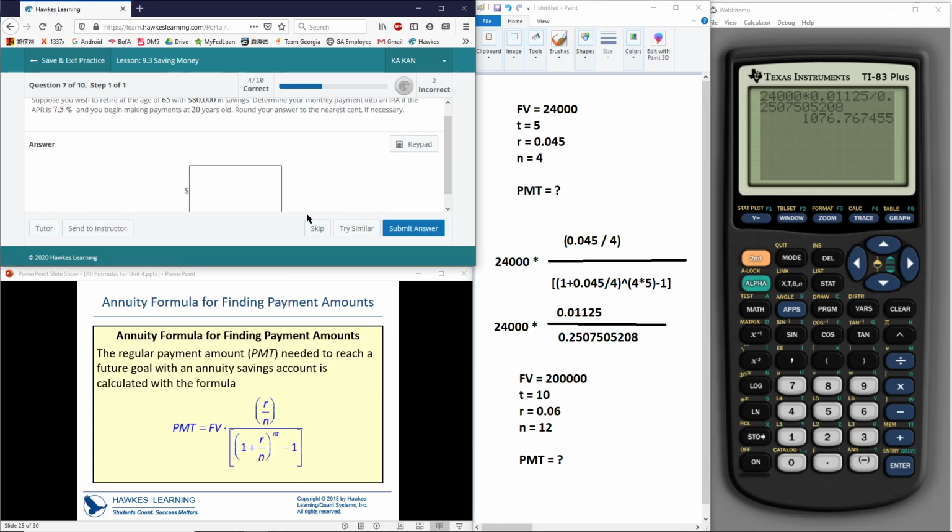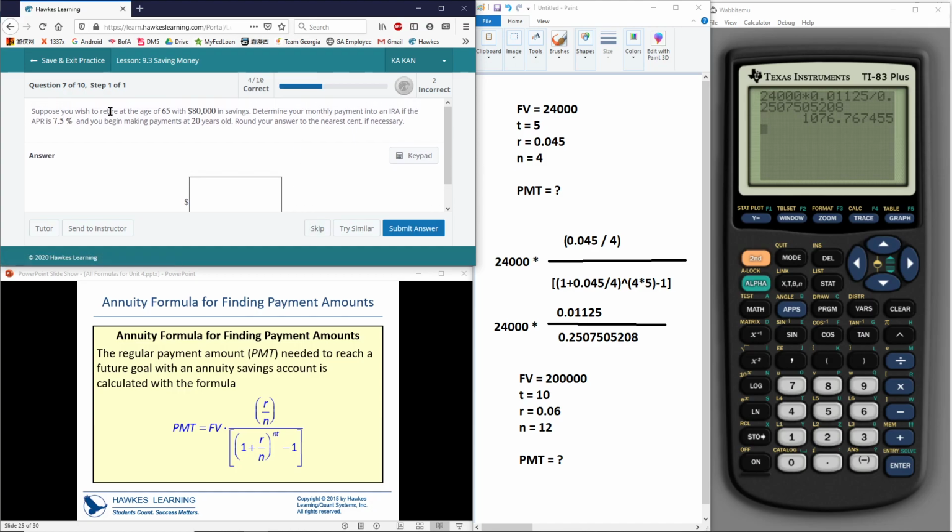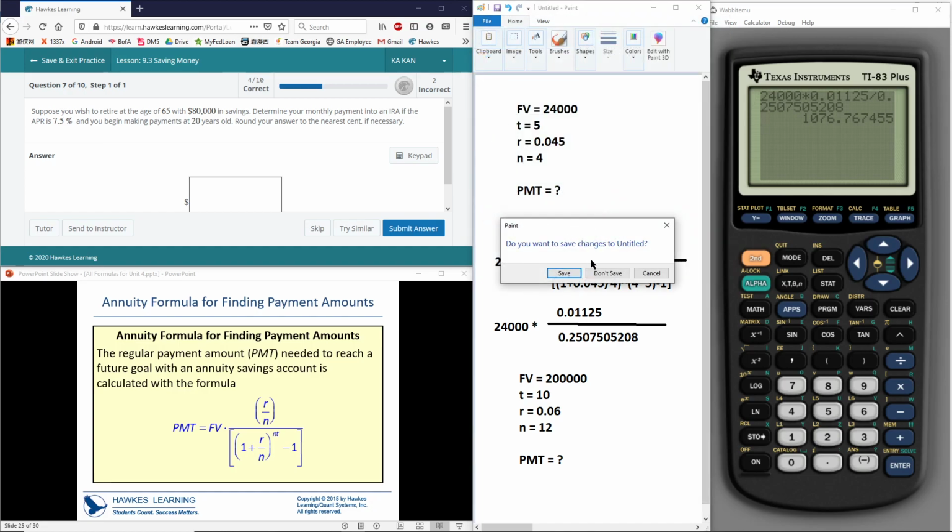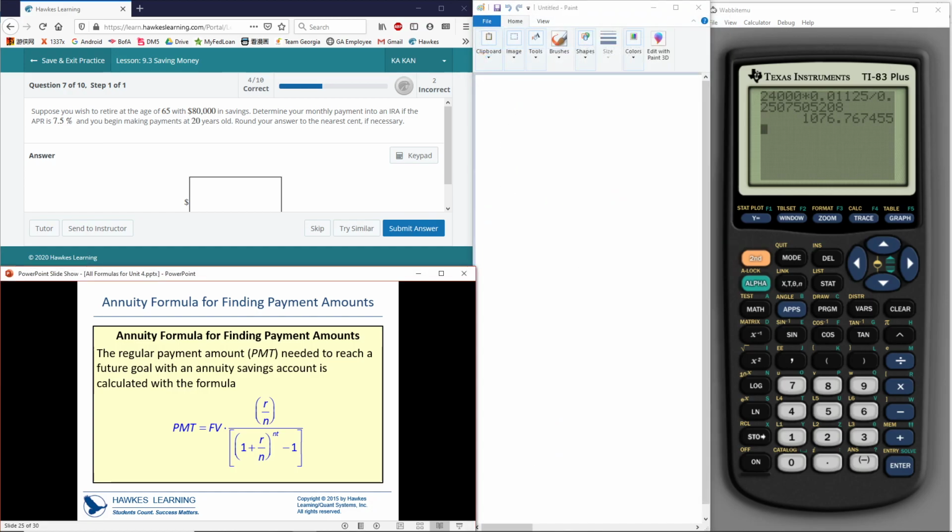So let me just get to the next problem. Suppose you wish to retire at the age of 65 with $80,000 in savings. Determine your monthly payment if your APR is this, and you begin making payments at 20 years old. It's the same thing. So let me just help you out right here. This time you know your future value. You're looking for the monthly payment. So that's why we're sticking with the same formula.